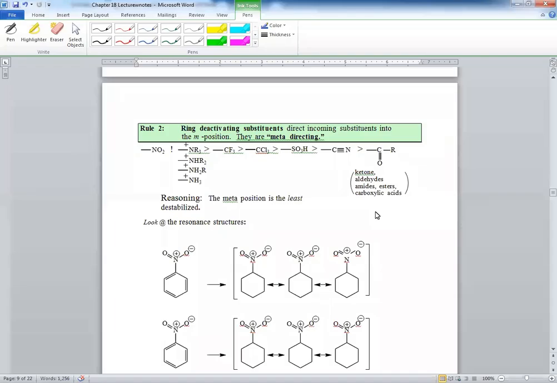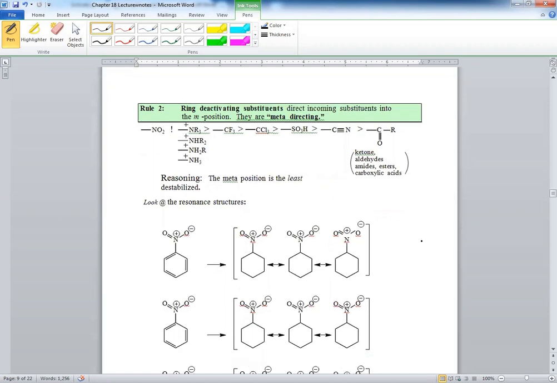So for rule 2, when you have ring deactivating substituents, they are meta-directing. This is very important. So remember, electron donating groups, ring activating substituents, are ortho-para directing. Deactivating substituents, electron withdrawing groups, are meta-directing. This is probably the most important distinction you need to know in this chapter.